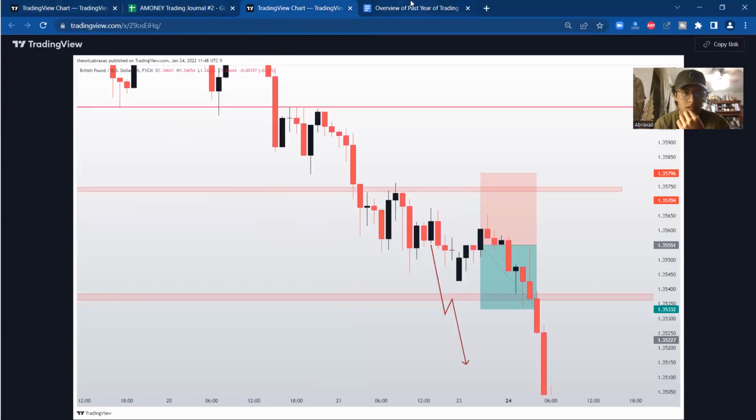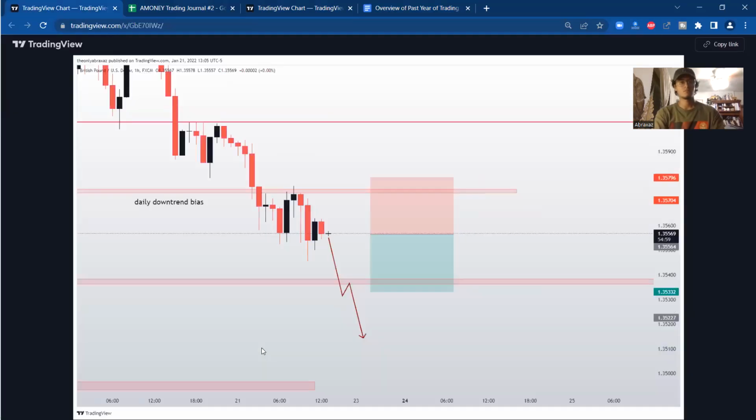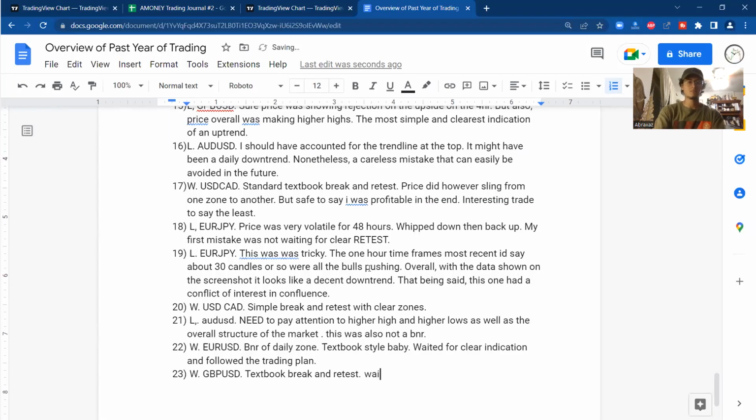Another simple break and retest. Yep, break. And it's a daily downtrend price too. So break, retest, coming back down. Not bad. It's not a bad entry considering it already broke structure right here with this week. So it's a valid entry.